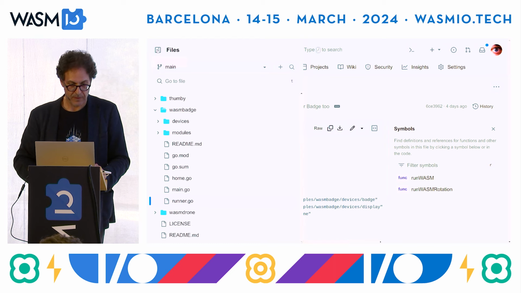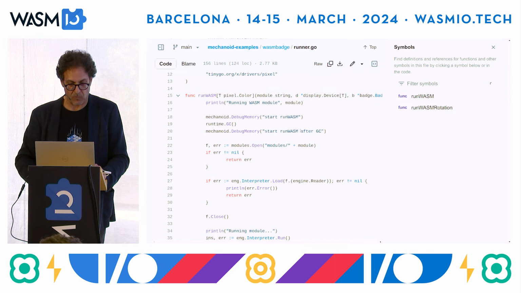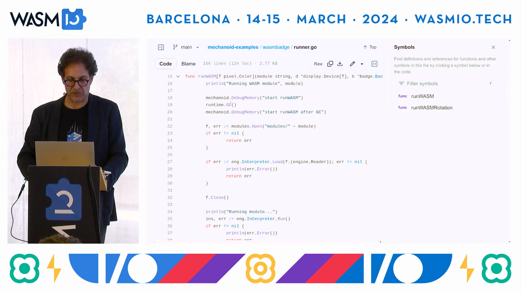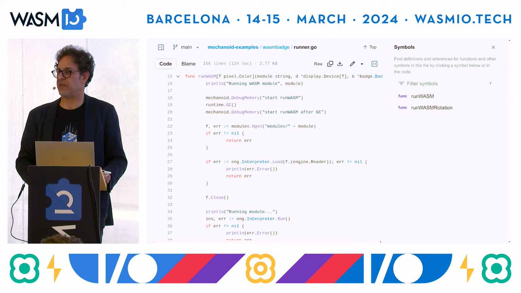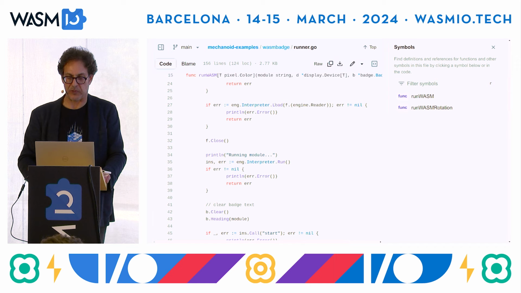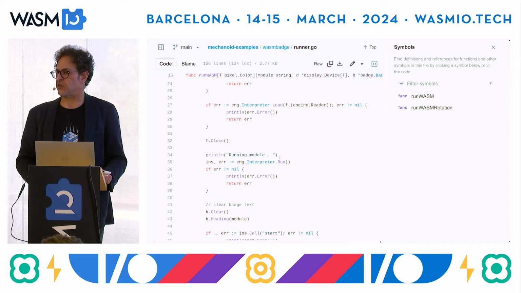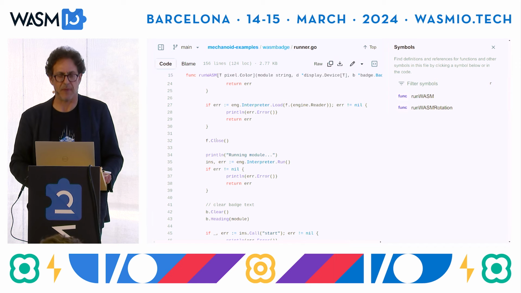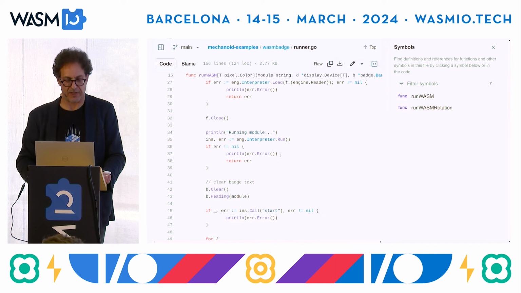All right, so the runner, run Wasm, we do some garbage collection so that all of our 192K that's free is available to us. We open the module by reading it in from our little pseudo file system. We tell the interpreter to load it and then to run it. The reason why we don't just use load and run is this way we can close that file to free up all the available memory before we actually get around to running it.